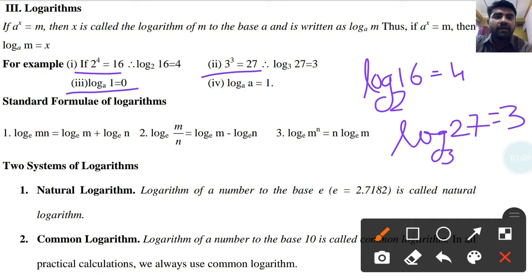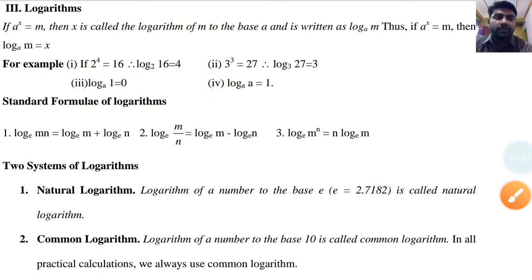See, log 1 for any base will be 0, and log a base a, where the base and the number are the same, the answer will be 1. So that is simple logarithm.